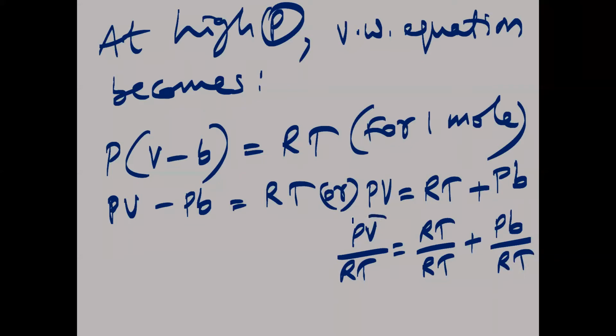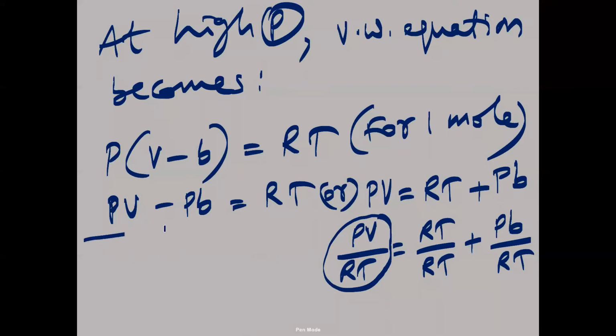Now PV by RT is what? Compressibility factor, that is Z. So Z is equal to 1 plus some value, 1 plus PB by RT.